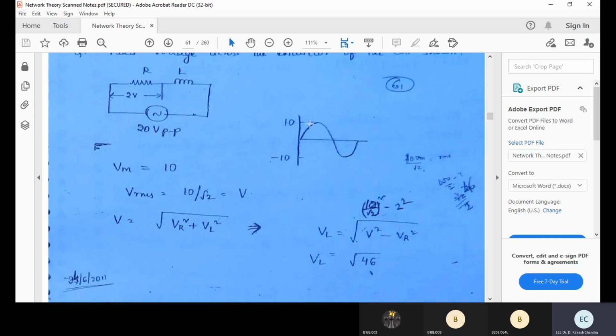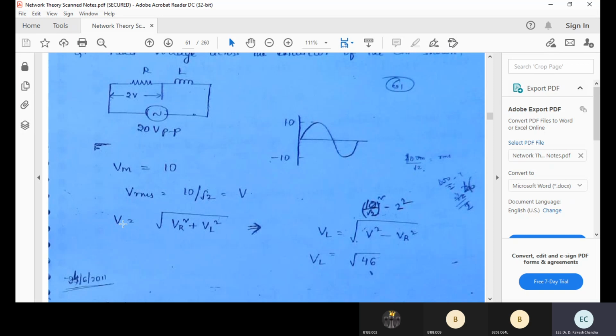And here, what is the voltage shown in the figure? 20 volts peak to peak. 20 volts peak to peak means the positive peak is 10 and the negative peak is minus 10. Then the peak value is 10. What is the RMS value? Always, VRMS is equal to Vm by root 2, which is nothing but 10 by root 2.